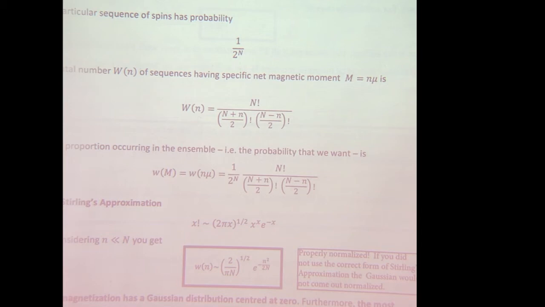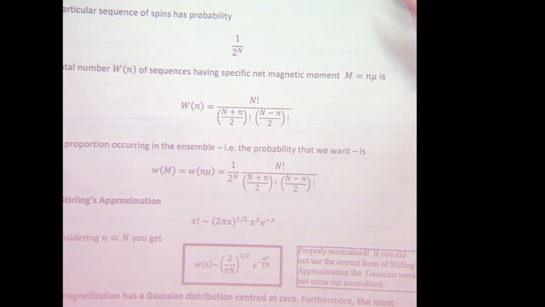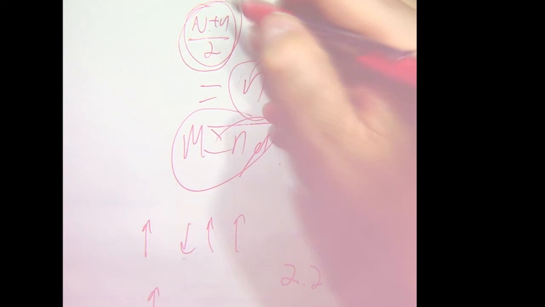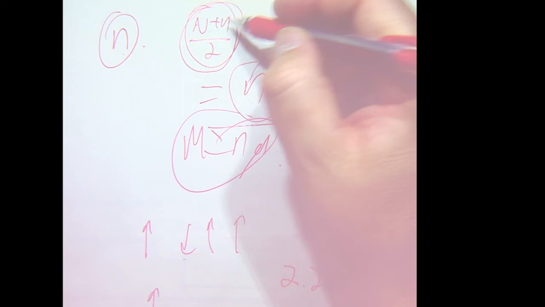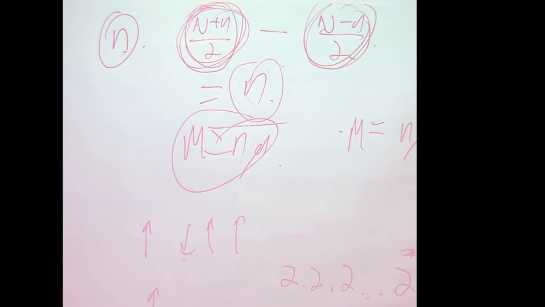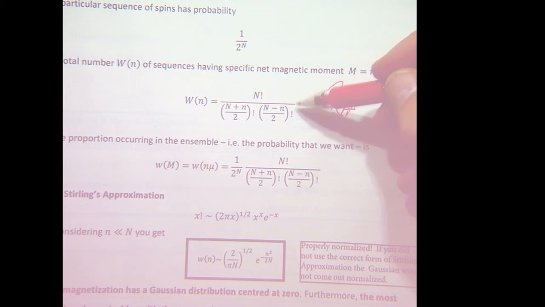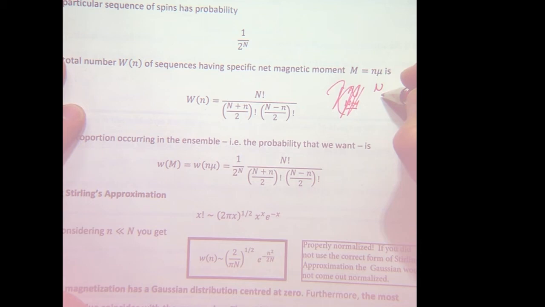However, if you ask for a specific magnetic moment, it depends on n, the specific magnetic moment is n mu, and it depends on the difference. Given a particular n, the number of ways of having this number pointing up and this number pointing down is N choose N on 2 plus n on 2. Anyway, it's that.